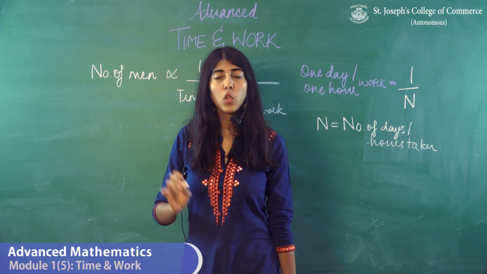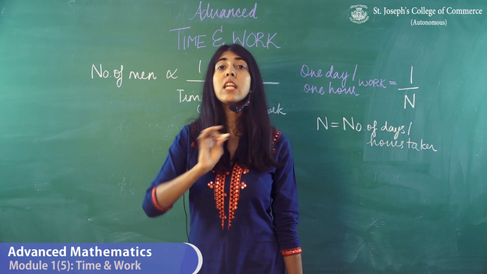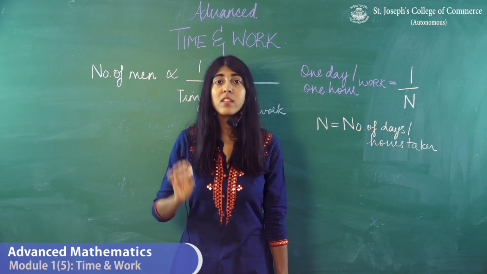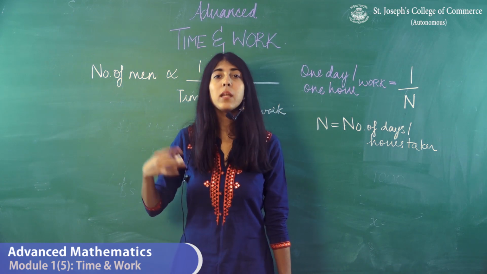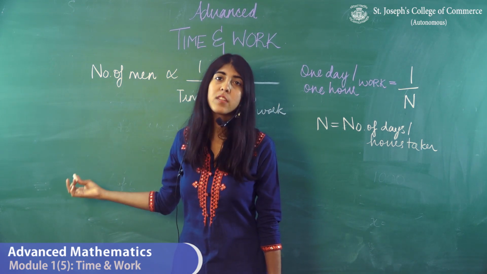The unitary method of solving time and work problems is a direct way of solving it. That means I don't cross multiply, instead I do direct multiplication. It can be further understood when I solve the sums.